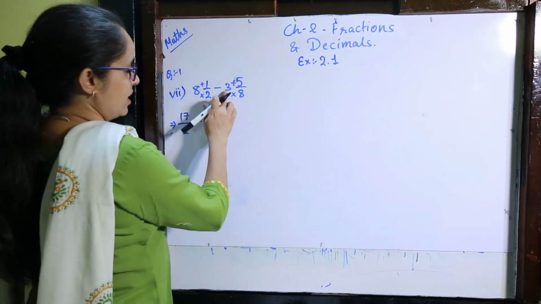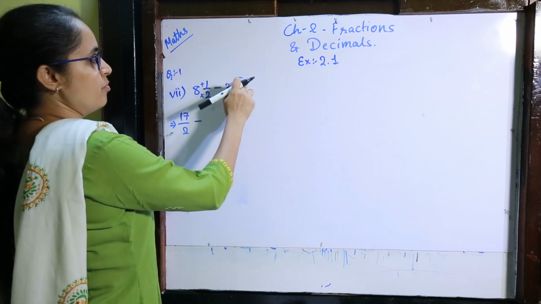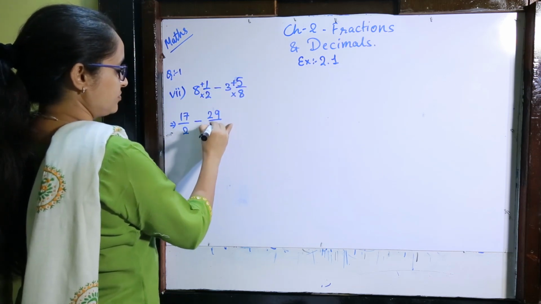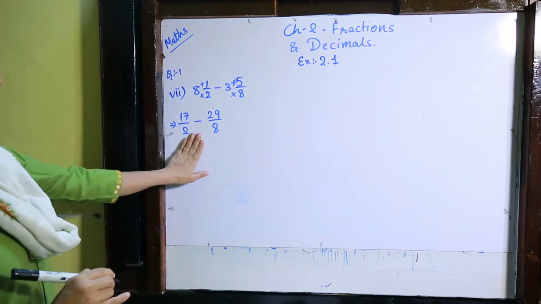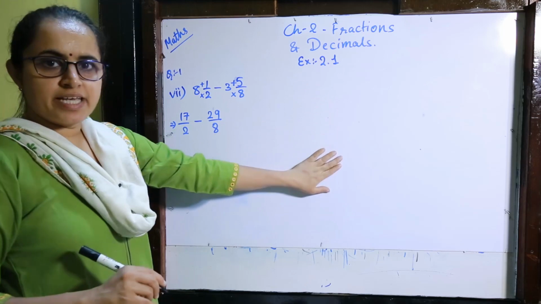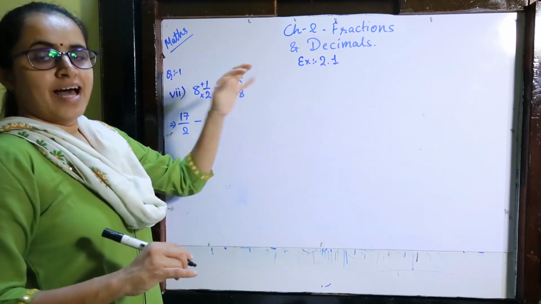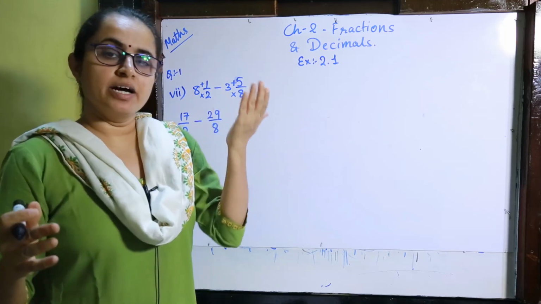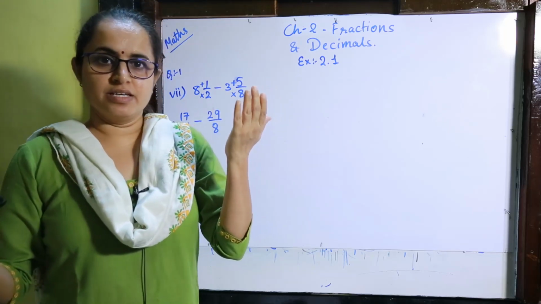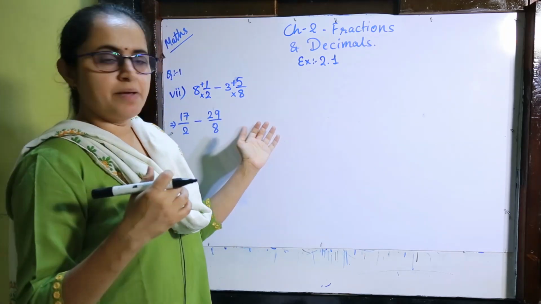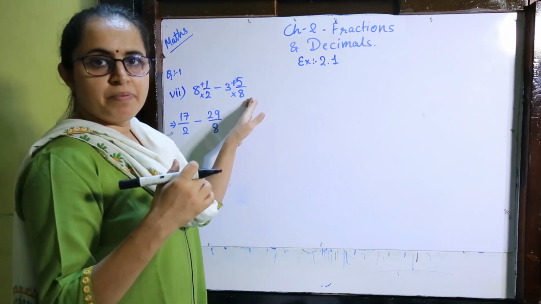So 8 3s are 24, 24 plus 5, 29. So this is your improper fraction. Now children, every time I am doing the same thing, because now you don't need to add steps for converting it. That you have done in class 5 and class 6, where you have to write step by step. Here you have to omit some steps and do it in a simpler form.